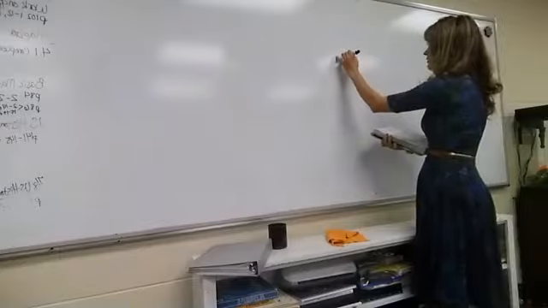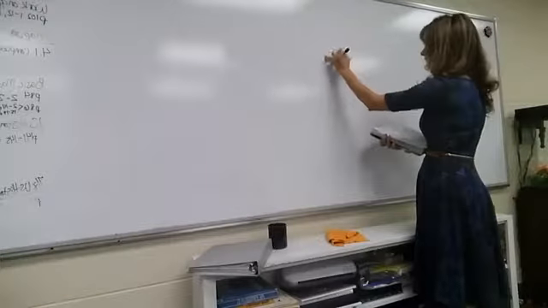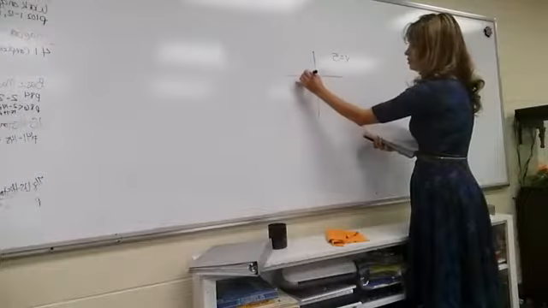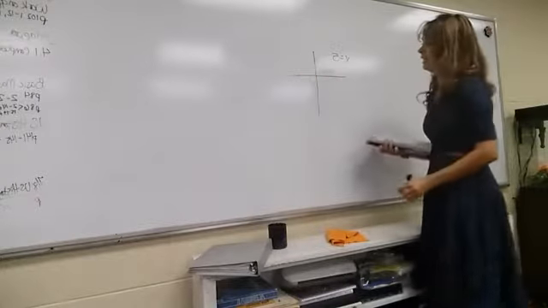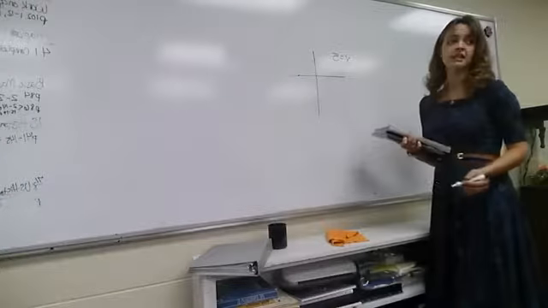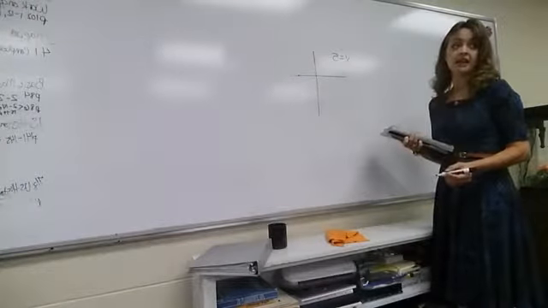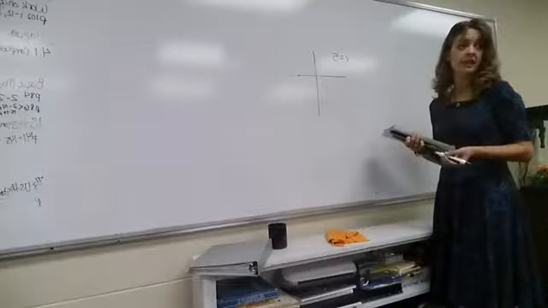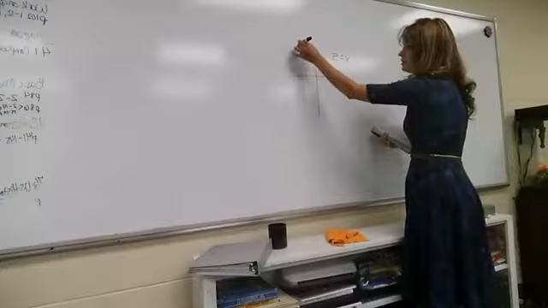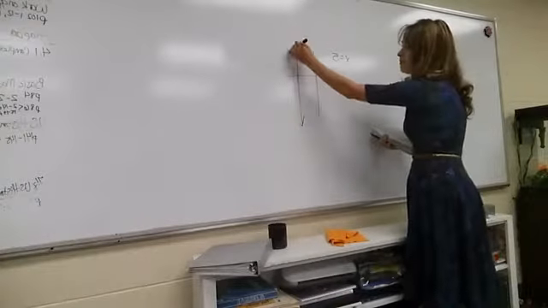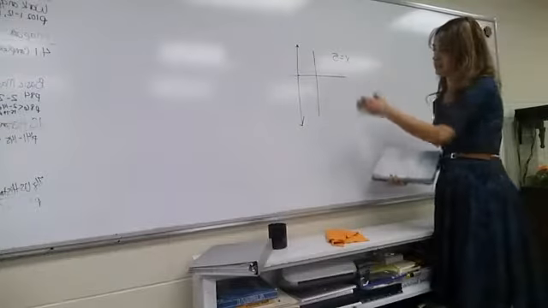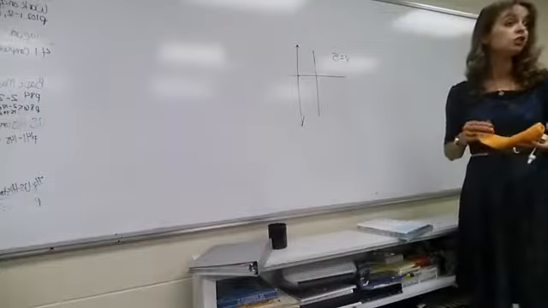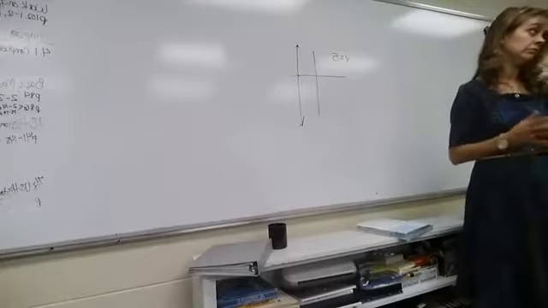Let's look at the example they have here. If you just saw x equals 5 on a graph, then you would just go to 5, and it would just be a line. If you were to see this and they said, what is the slope of that line? Your answer would not be 0, it would be undefined.